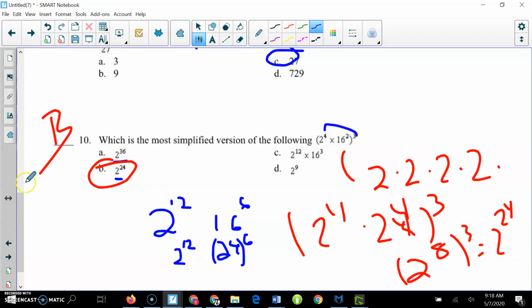16 to the 6, which is then 2 to the 4 to the 6. 2 to the 12, 24, 12, 24. Did I mess it up? Hold on. I did mess it up. So if I look back here, I forgot. I'm sure some of you were yelling. This should be 2 to the 8.